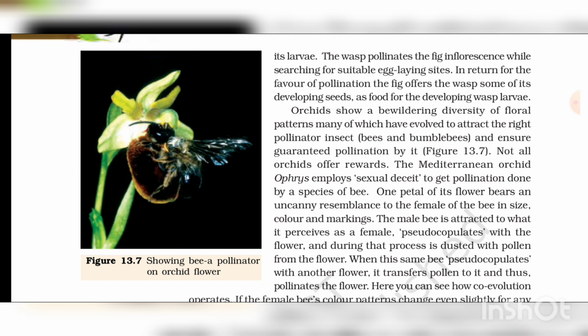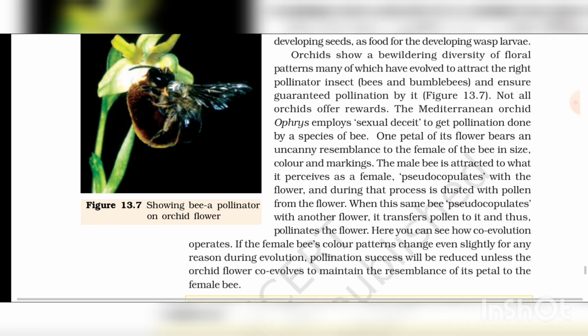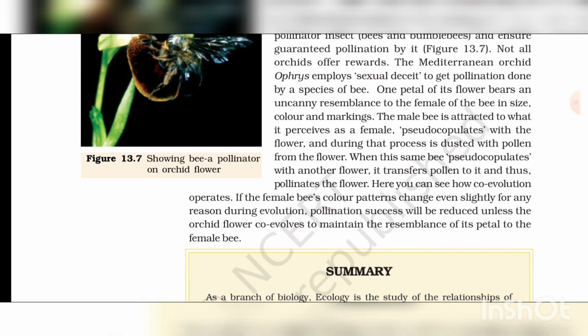One petal of its flower bears an uncanny resemblance to the female of the bee in size, color and markings. The male bee is attracted to what it perceives as a female, pseudocopulates with the flower, and during the process is dusted with pollen from the flower. When the same bee pseudocopulates with another flower, it transfers pollen to it and thus pollinates the flower. Here you can see how coevolution operates. If the female bee's color pattern changes even slightly for any reason during evolution, pollination success will be reduced unless the orchid flower co-evolves to maintain the resemblance of its petal to the female bee.